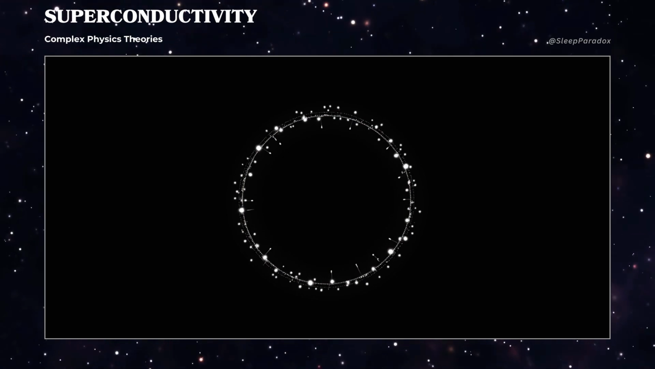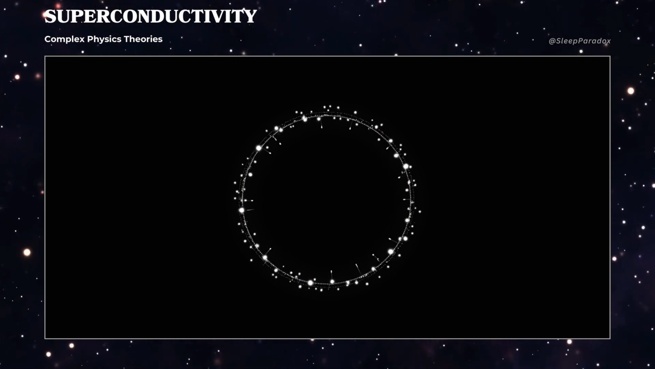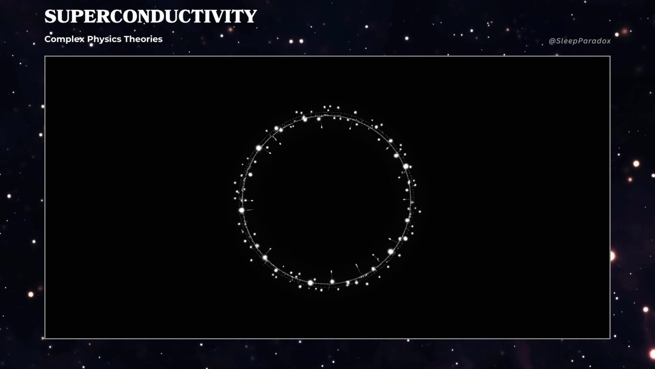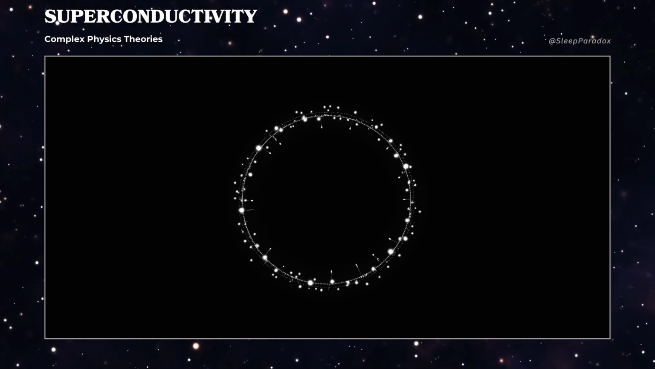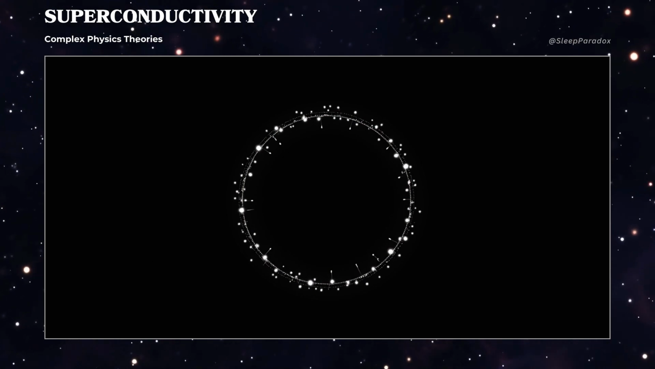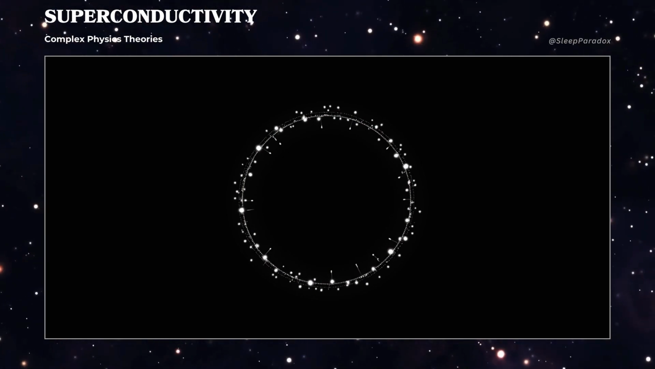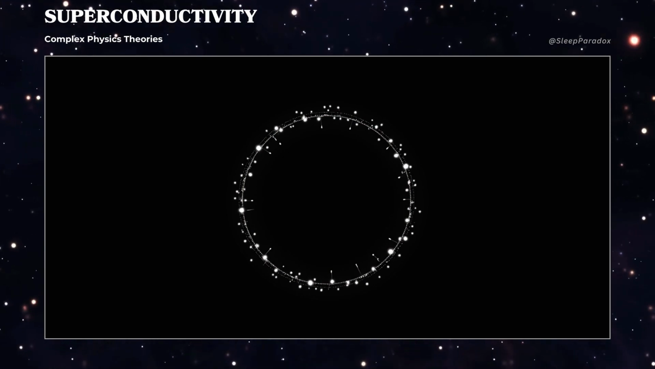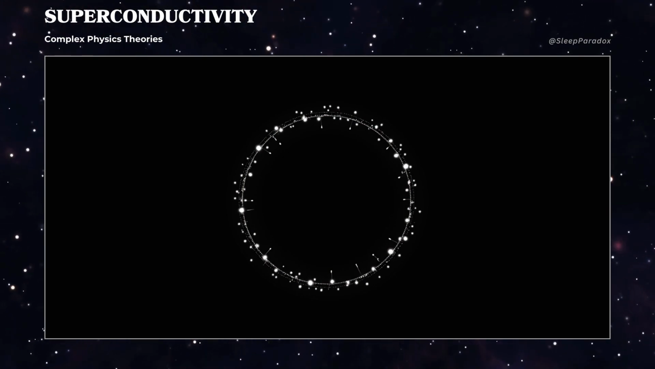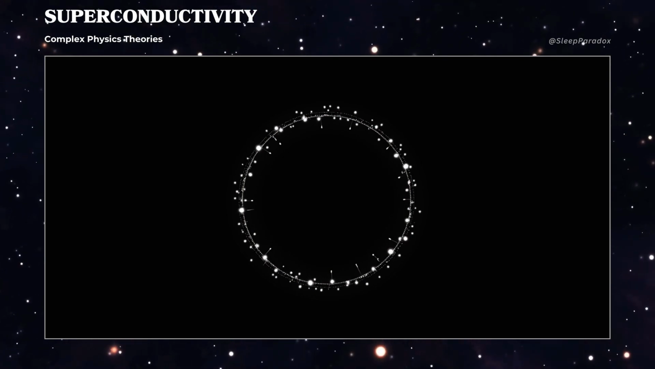You might expect electrons, which carry the same negative charge, to repel each other, and they do. But in certain conditions, the vibrations of the atomic lattice can actually create an attractive force between them. This allows the electrons to pair up. Once paired, they move through the material in a coordinated way, without scattering. It's a quantum effect, and it allows the entire system to behave like a single coherent wave.